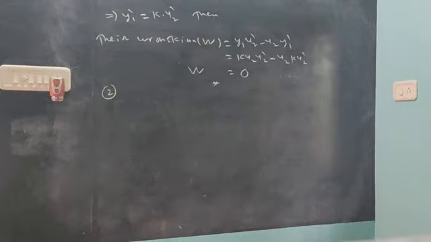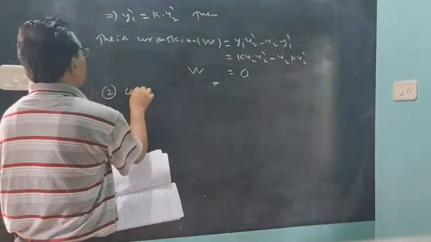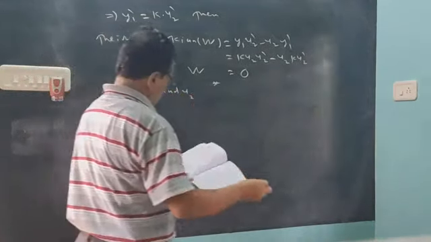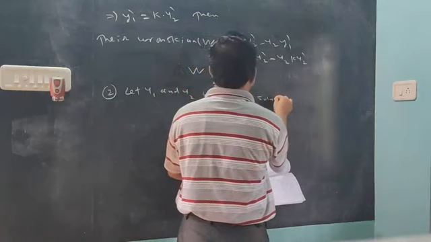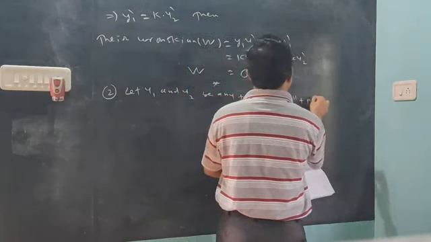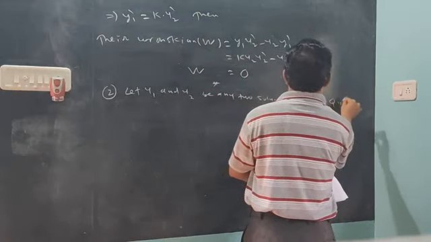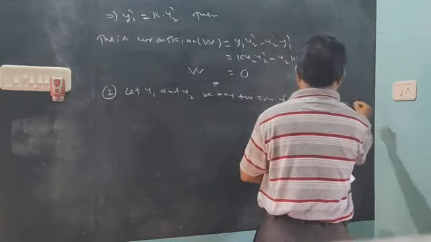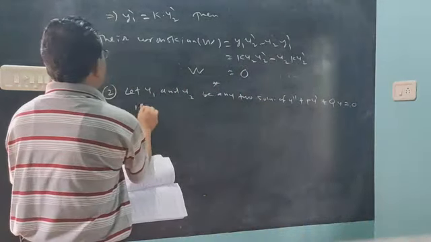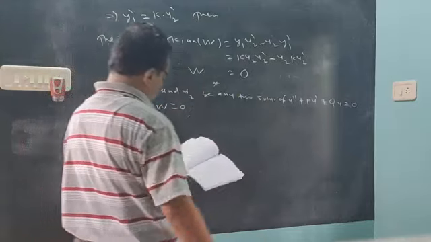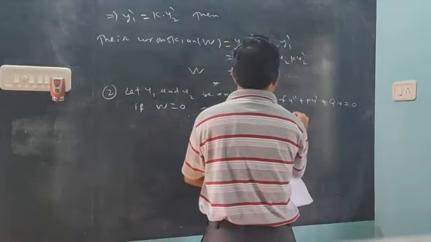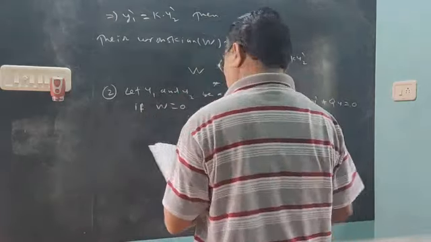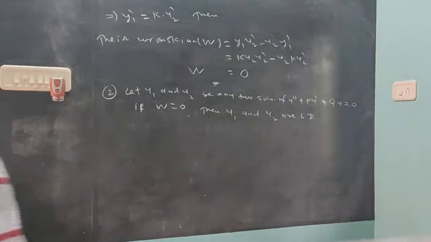Second theorem: let y1 and y2 be any two solutions of y double dash plus P y dash plus Q y equal to 0. If the Wronskian is 0, then they are linearly dependent. In the previous theorem, if they are linearly dependent, the Wronskian is 0; now, if the Wronskian is 0, then they are linearly dependent. This is the converse of it.